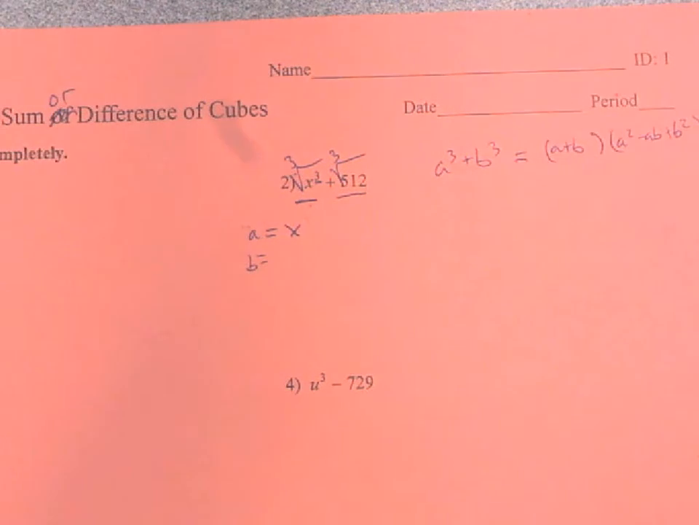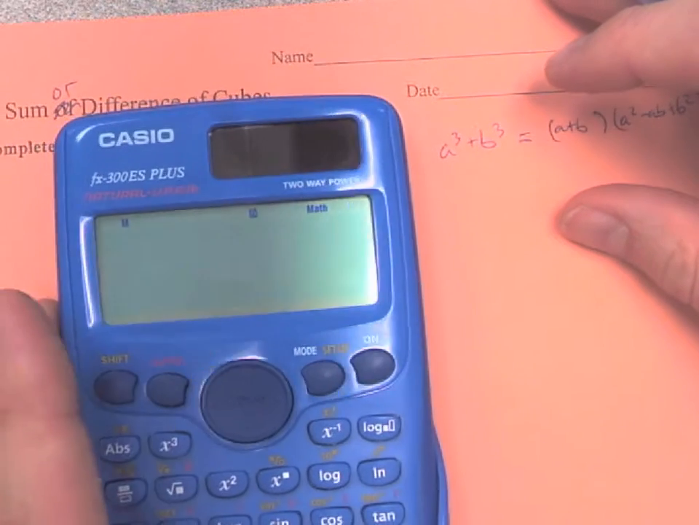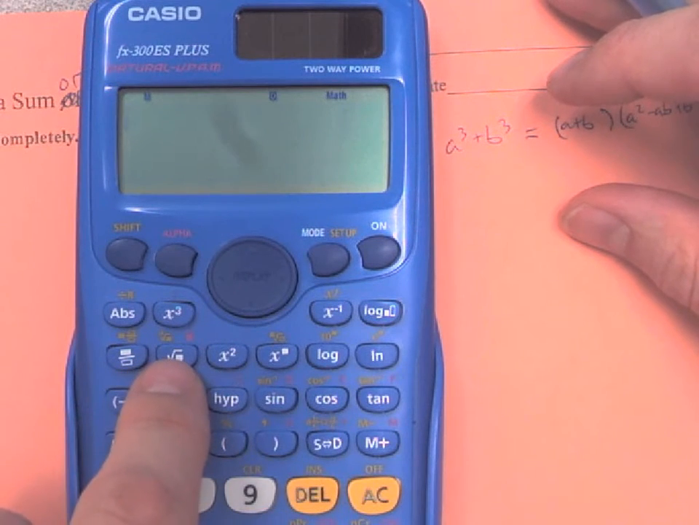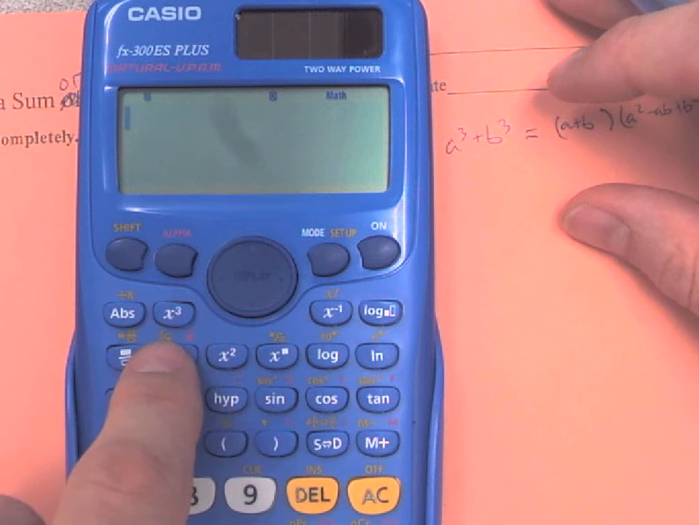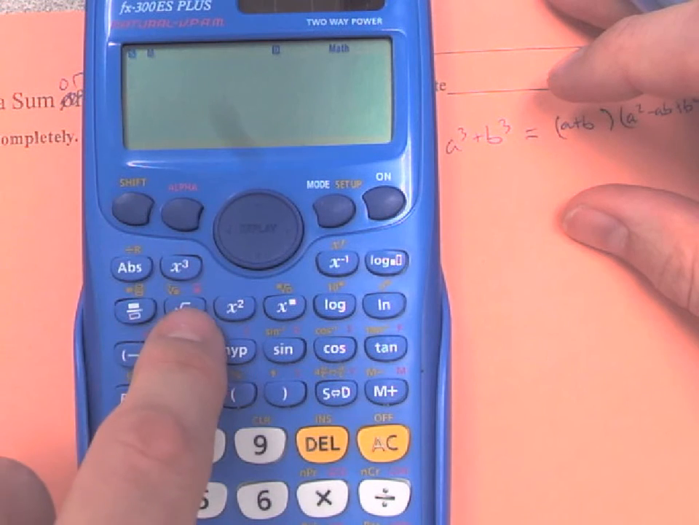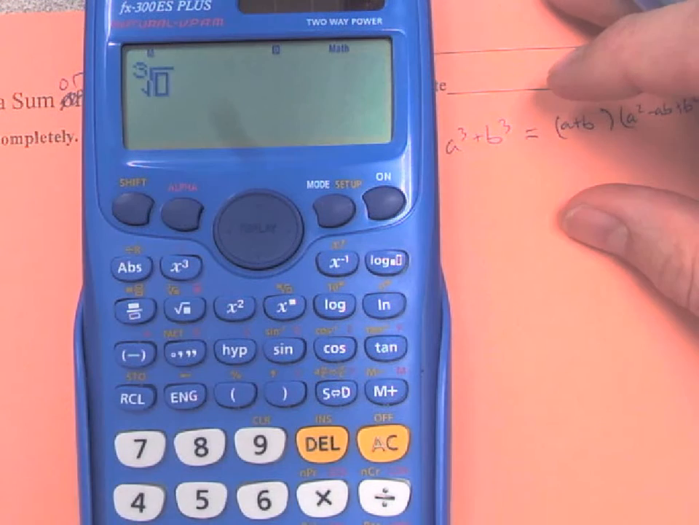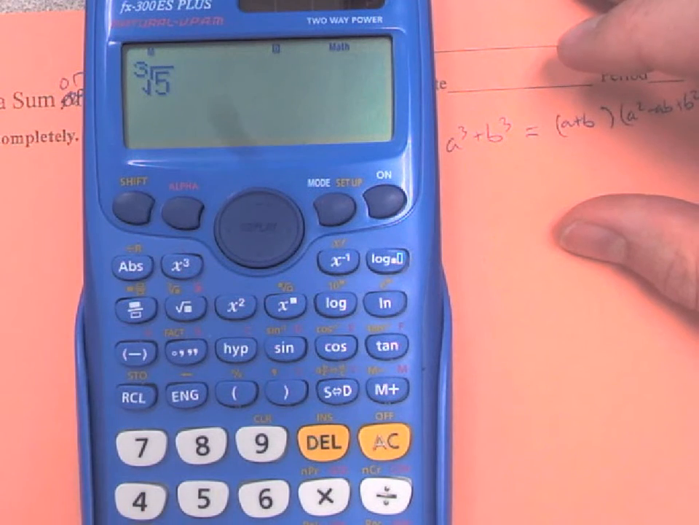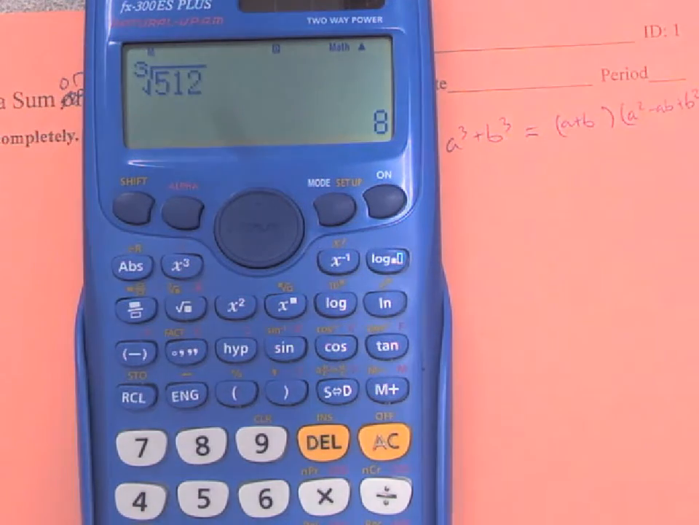Now, if you want to know how to do a cube root on your calculator, or if you're not sure if 512 is actually a perfect cube, here's how you do it. There's a square root button here, but right above the square root, in gold or yellow, there's a cube root. So on this type of calculator, you go shift square root, and that'll give you a cube root. You want to see a little 3 in here. And then we enter 512, and it turns out it's 8.